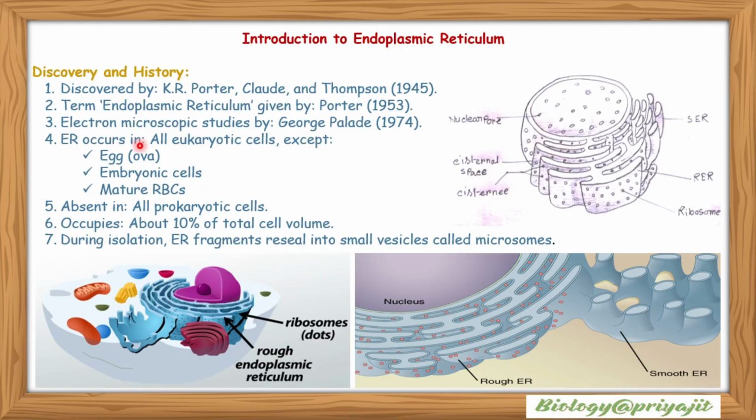Endoplasmic reticulum occurs in all eukaryotic cells except eggs or ova, embryonic cells, and mature RBCs. But the endoplasmic reticulum is absent in all prokaryotic cells. It occupies about 10% of the total cell volume. During isolation, endoplasmic reticulum fragments reseal into small vesicles called microsomes.